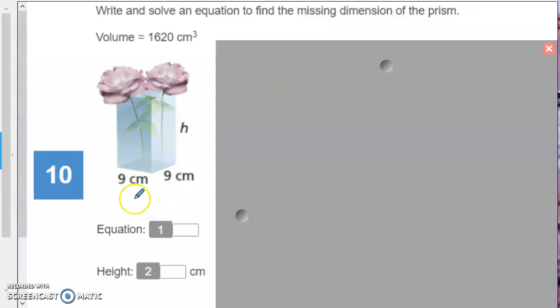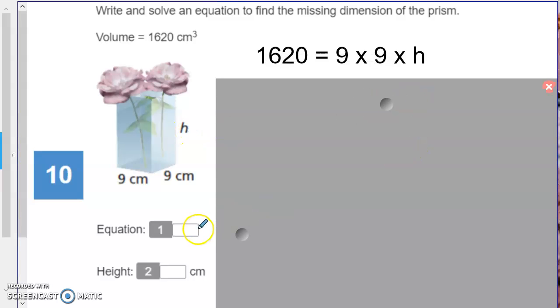And you can see that this prism has 9 by 9 by h, which is what I don't know, but then they give me the volume up here. And I know that this volume has to equal this number times this number times this number. So that's the equation that I would want to write into this box. 1620 equals 9 times 9 times h. Now I want to go to work in solving that to find the height, the number here.